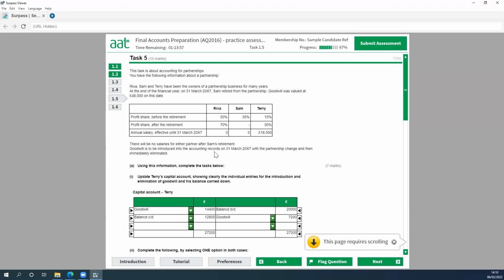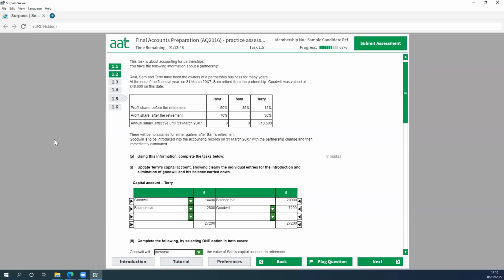So goodwill is introduced into the accounting records on the 31st of March with the partnership change and then immediately eliminated. So we're doing Terry's account. So again, I've done the goodwill. I've just drawn the T account, and on the debit side, I've put Reva's share, Sam's share, and Terry's share. Terry's share is 7,200. So what you do is you set it up, but then you immediately close it. So I'll start again. You set it up under the initial partnership, but then you close it in the changing partnership, which is what it says here, because Sam basically retires, doesn't it?